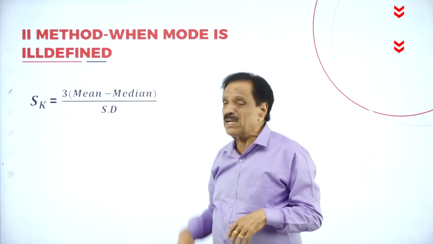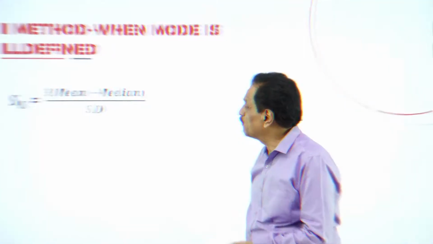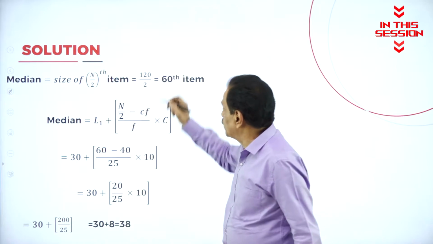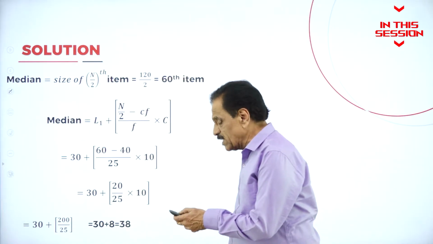Now he took the median as a base when the highest frequencies are repeated. See the problem? Median is the size of n by 2 item. The size of base 120 divided by 2 is the 60th item. You have to find that out in the CF.